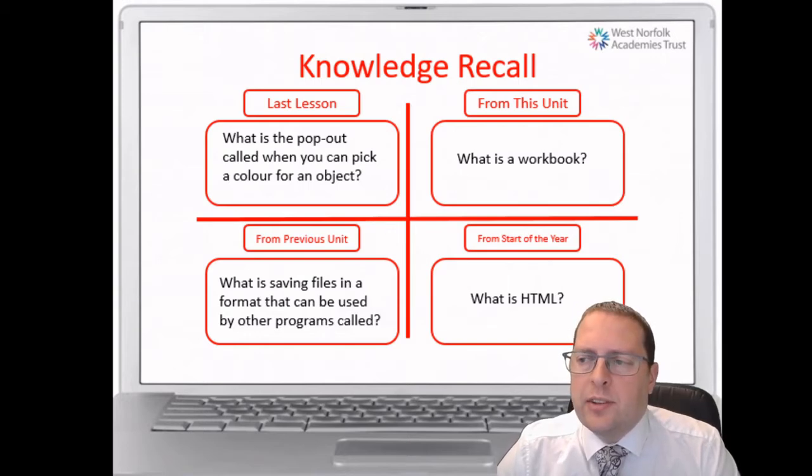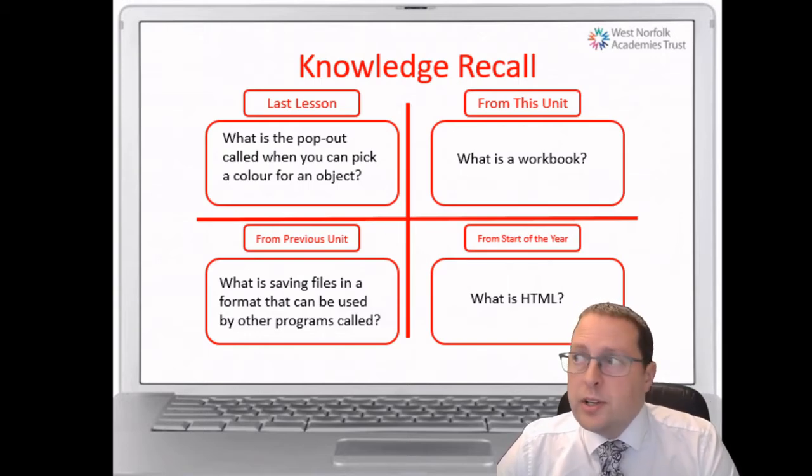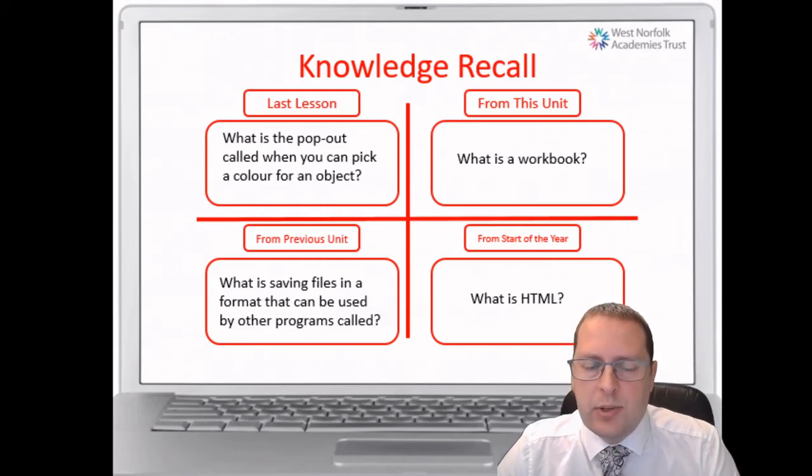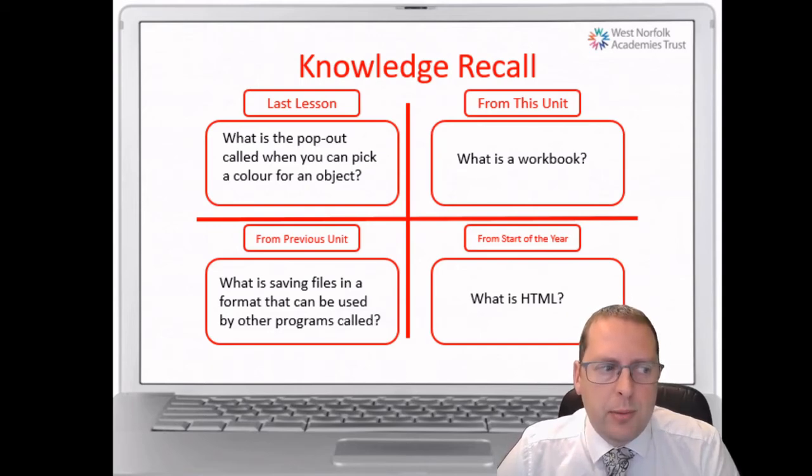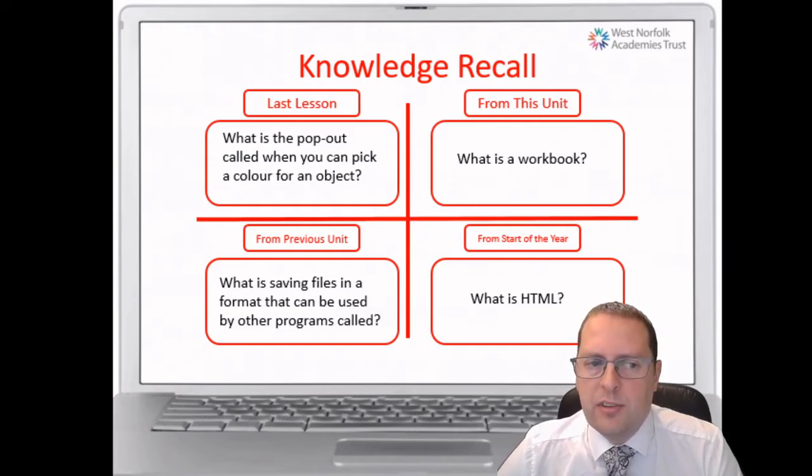You need to answer the following questions in your e-portfolio. What is the pop-up called when you can pick a colour for an object when you're thinking about design? And then what is a workbook? So that's to do with spreadsheets. You also need to answer what is saving files in a format that can be used by other programs called. So if you're going to save your work so it could be used by other programs, what is that called? And then you need to answer what HTML is. So you might want to pause the video and complete those questions before moving on.